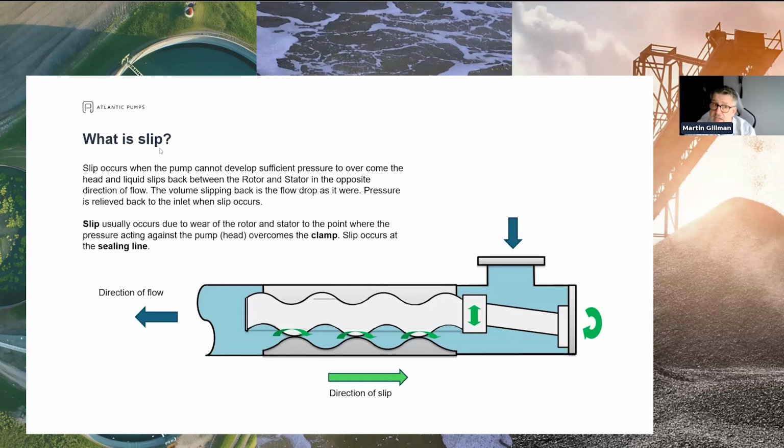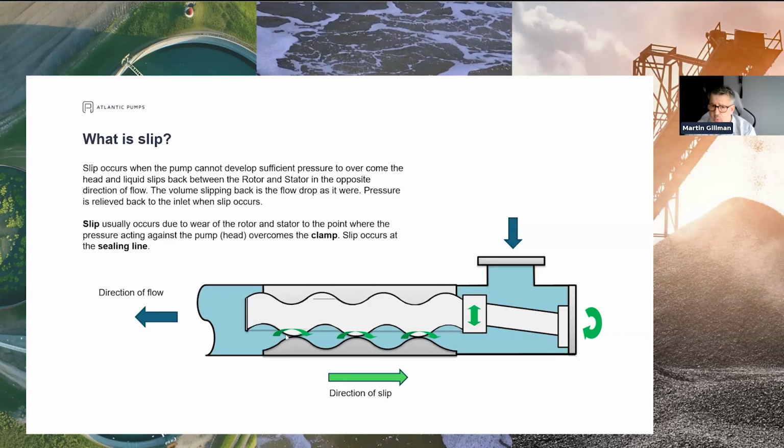Slip is the term we give when the sealing line begins to degrade, the clamp begins to degrade along that sealing line, and we get slip. So slip effectively is our liquid slipping back between those two components as one of them turns. And the direction, of course, is back to source.